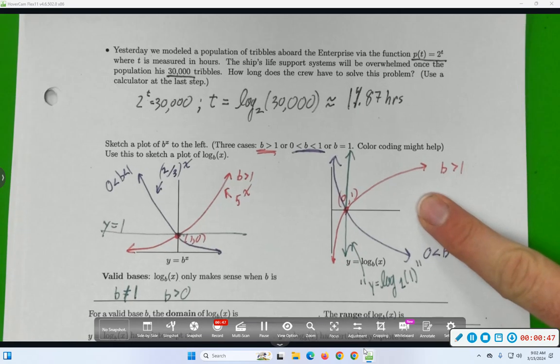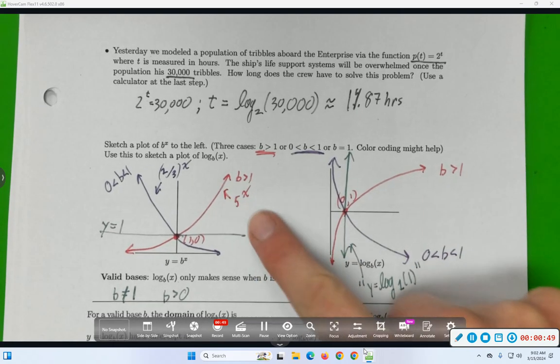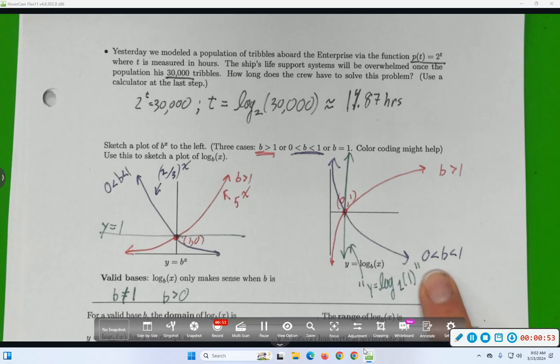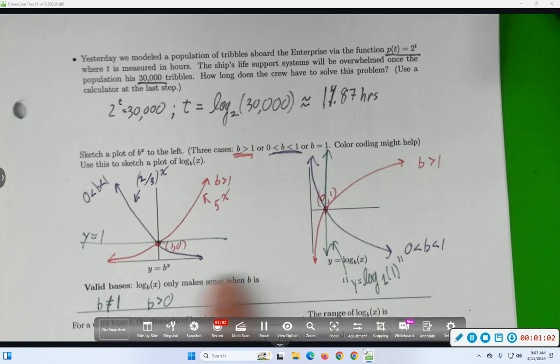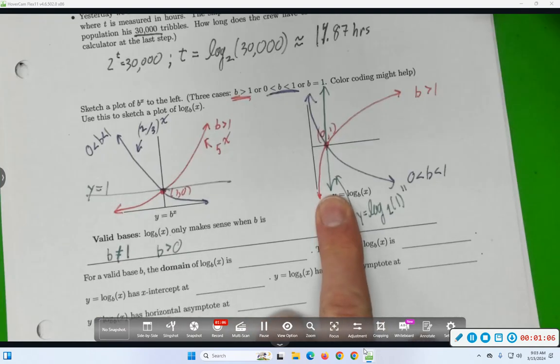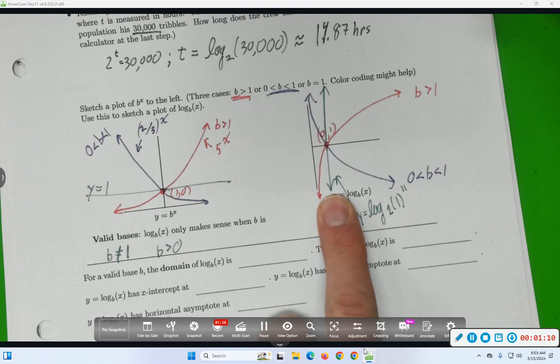Logs are those inverse functions. The inverse of like 5 to the x, log base 5 of x, its graph will look like that. Log base 2 thirds of x, its graph will look something like that. So that's where we left off. We noticed that if b is 1, 1 to the x isn't a one-to-one function, so log base 1 of x isn't a function at all. It violates the vertical line test.